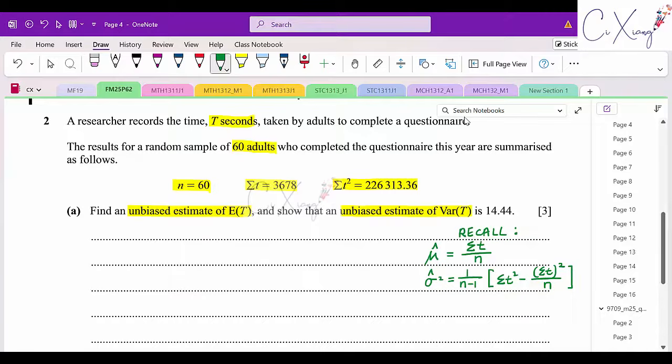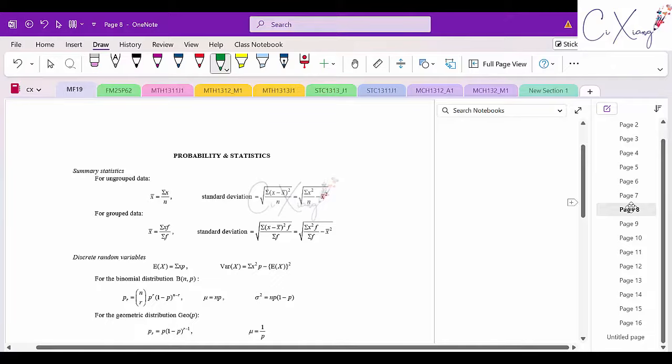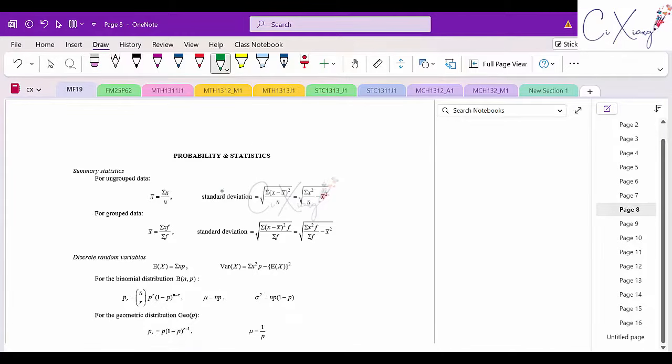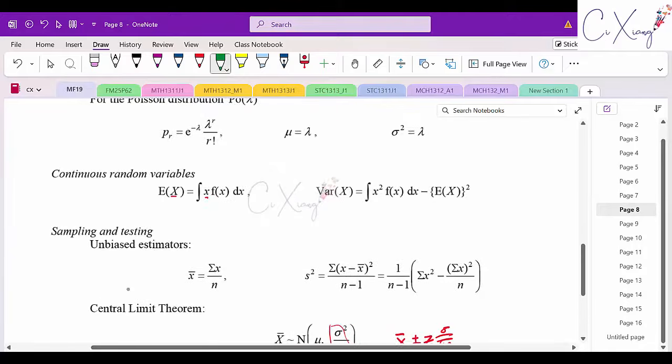So this is the formula for the unbiased estimated value for the mean and also the unbiased estimated value for the variance. Okay, so you might say that, oh, I forget or I can't remember the formula here, right? So no need to worry about it because the formula is provided in the formula booklet where you look for the probability and statistics part. Then you scroll down and look for the unbiased estimators. So these two are here.